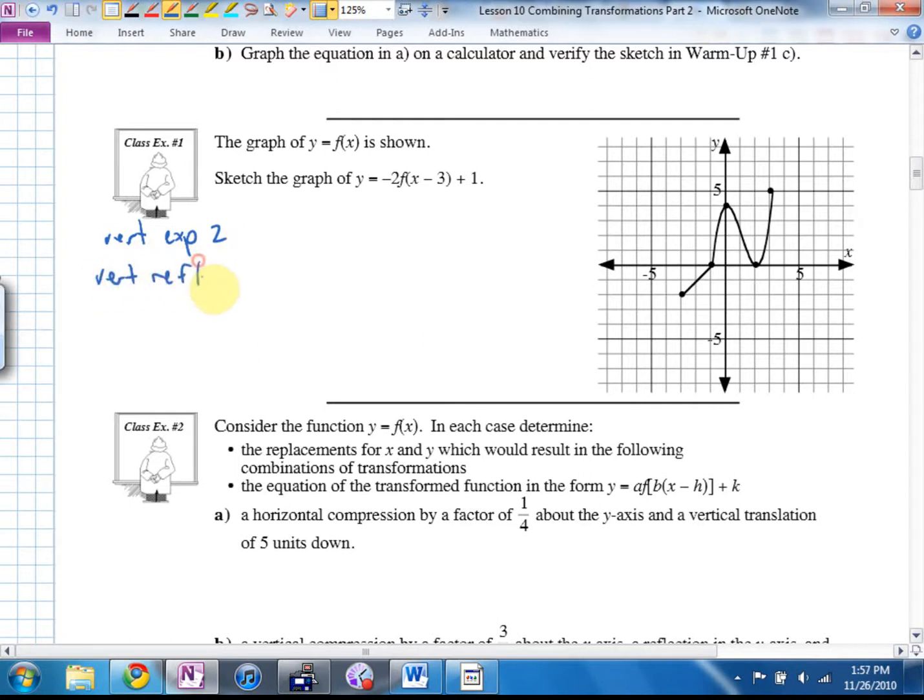Is there a horizontal reflection? Is there a negative in front of the x? No. Slides 3 what? 1 what?